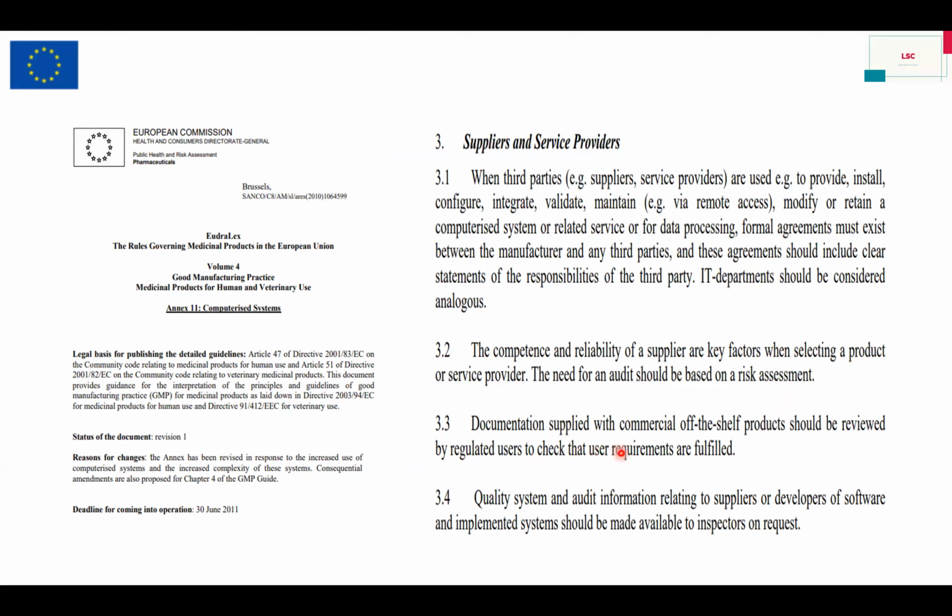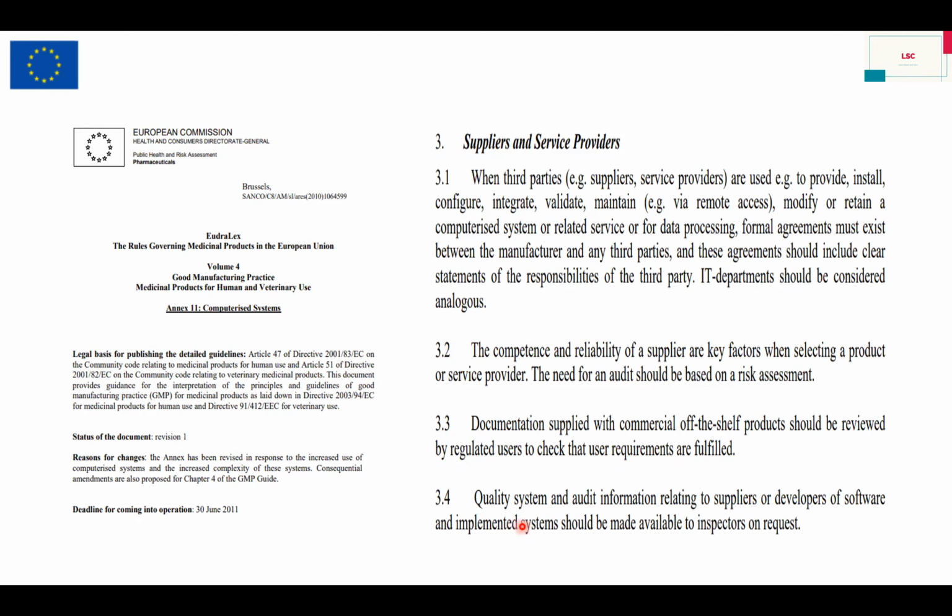Third point, documentation supplied with commercial off-the-shelf products should be reviewed by the regulated user to check that user requirements are fulfilled, meaning category 3 products, especially for the lab. Whatever your URS, whatever you decided for your software for this category 3 off-the-shelf product, that should be available from the vendor side.